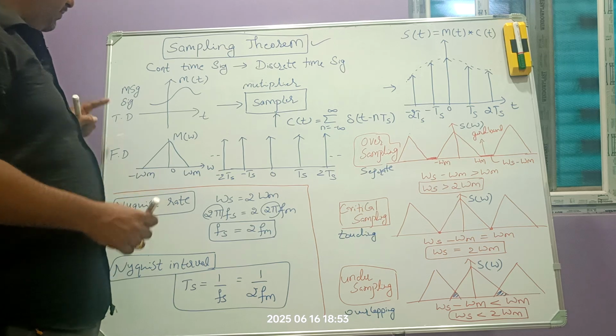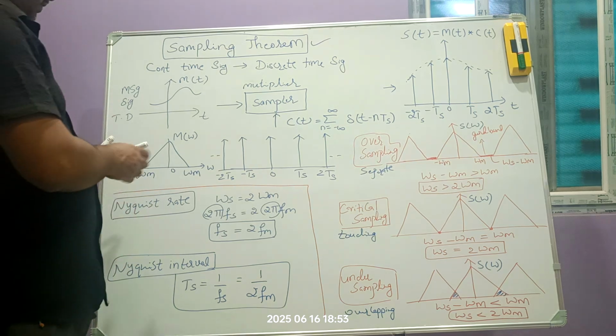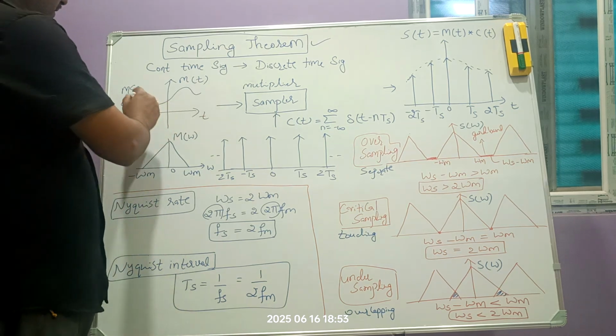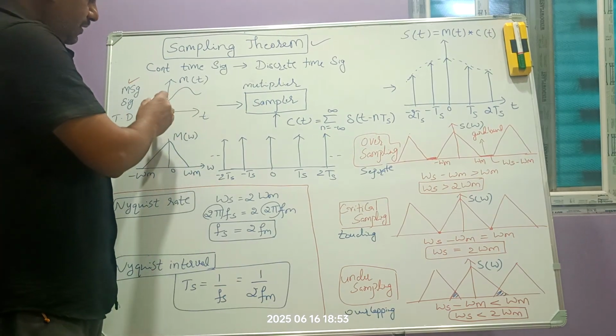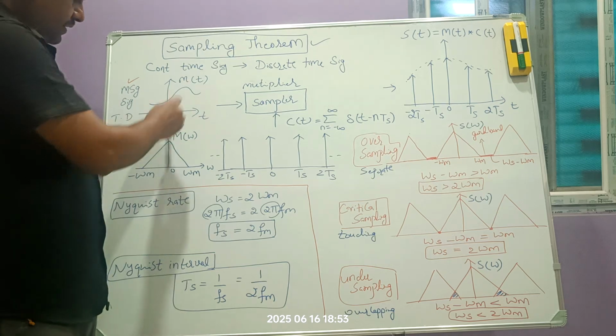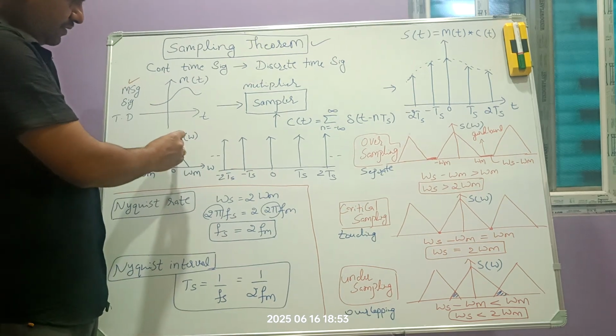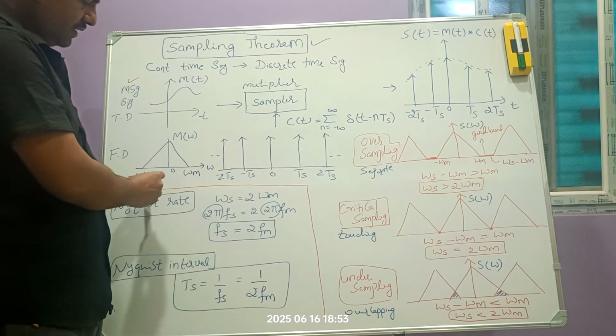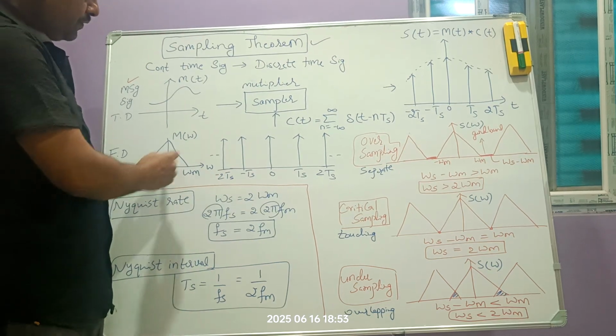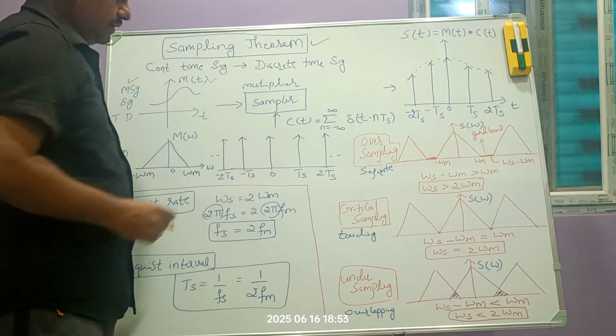For this, initially we will have the message signal. We can observe here the message signal, which in the time domain can be represented like this against time, and this is the message signal. And in the frequency domain, we can write this as M of omega, with omega m on the right-hand side, plus, and on the left it is minus. So this is m of t.